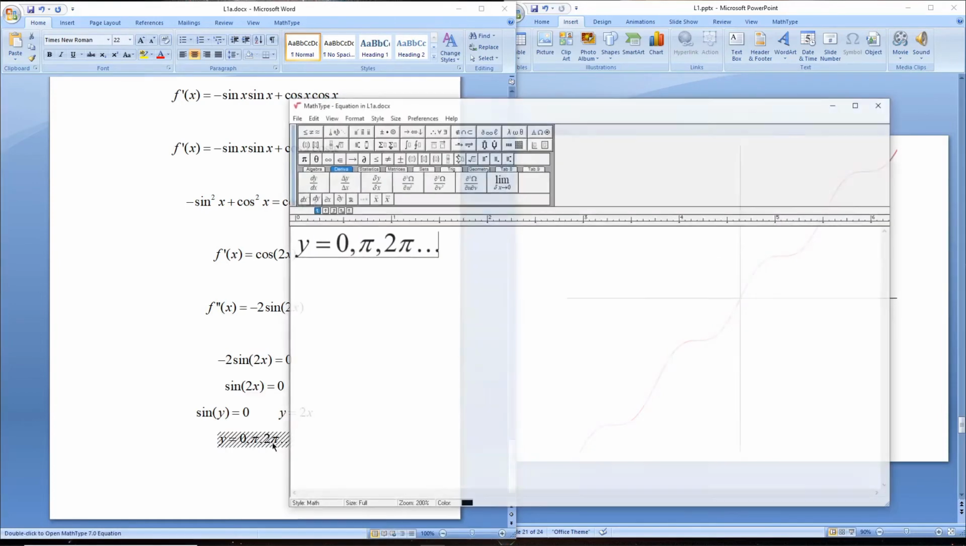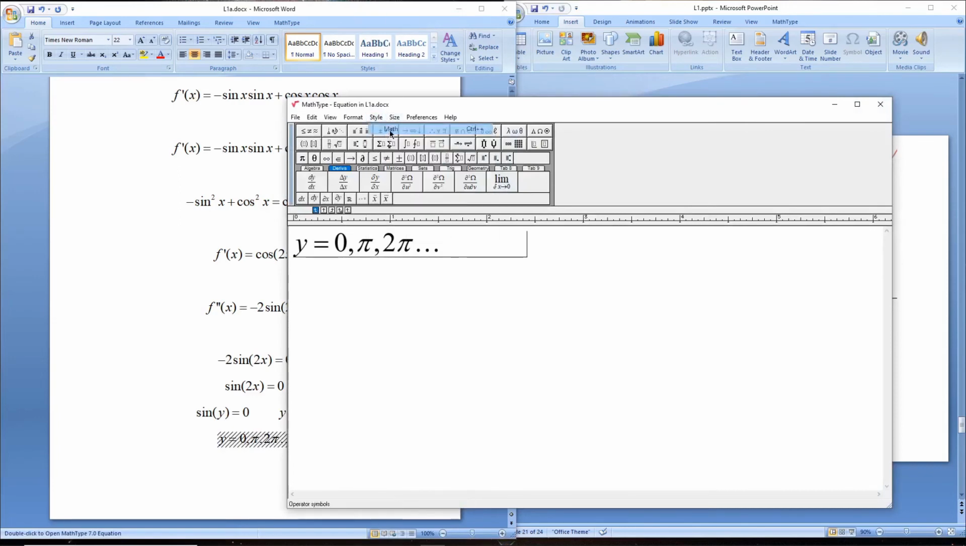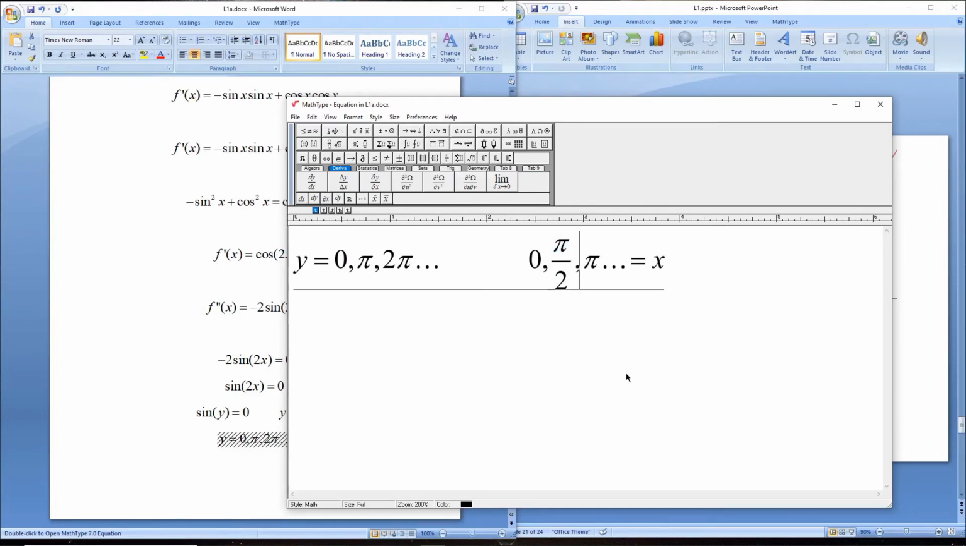And now we can solve for x. Because we know y equals 2x, we just equate these two. So if y is all this, then I'll just replace that with y. And now to solve for x, we'll divide everything by 2. So 0 divided by 2 is still 0. Pi divided by 2, though, is pi over 2. And 2 pi divided by 2 would be pi, and so forth.